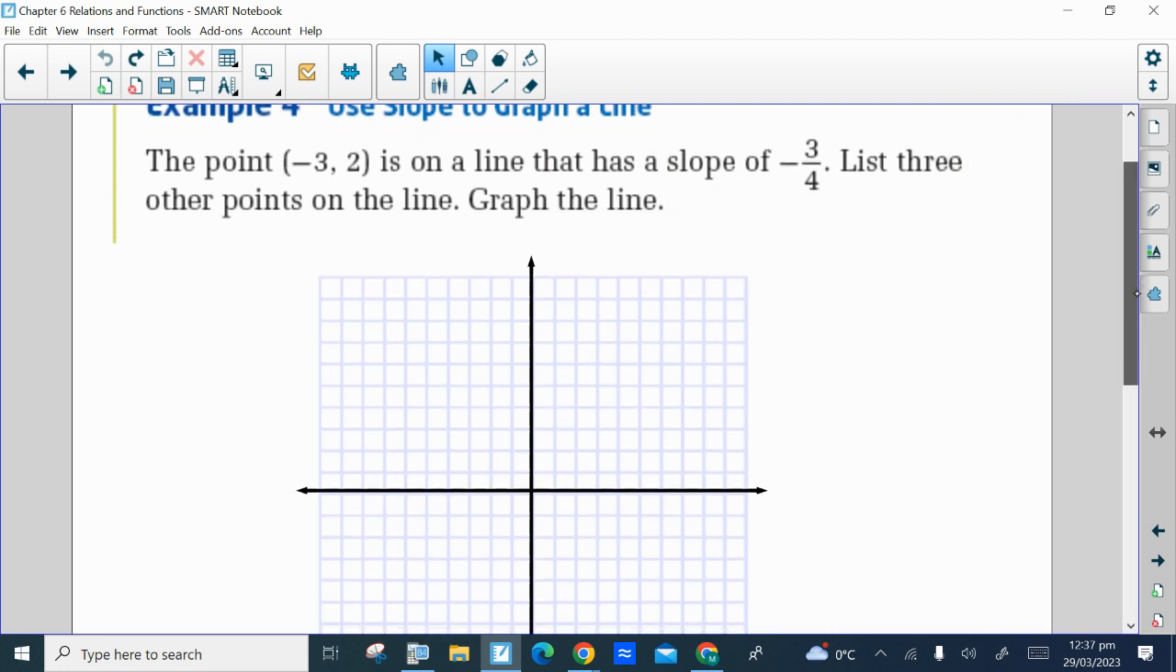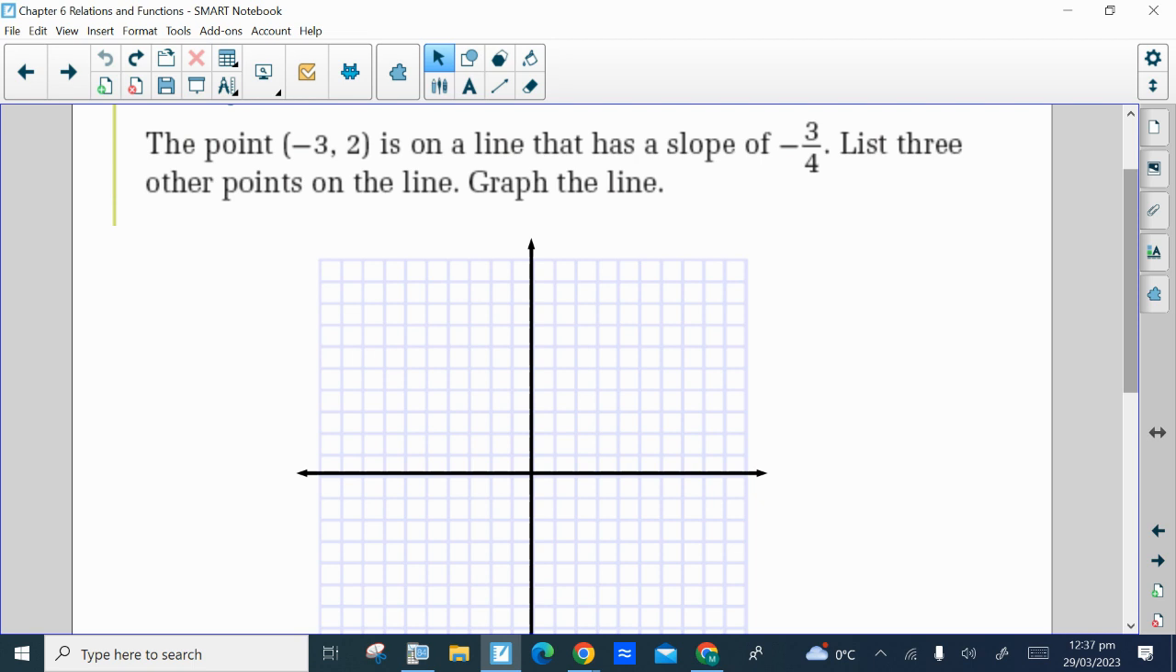You can also use slope to graph a line. So this example says the point negative 3, 2 is on a line that has a slope of negative 3/4. List 3 other points on the line and then graph it. Okay, so let's start with the point negative 3, 2, which is right there. We are told that the slope of the line is negative 3/4.